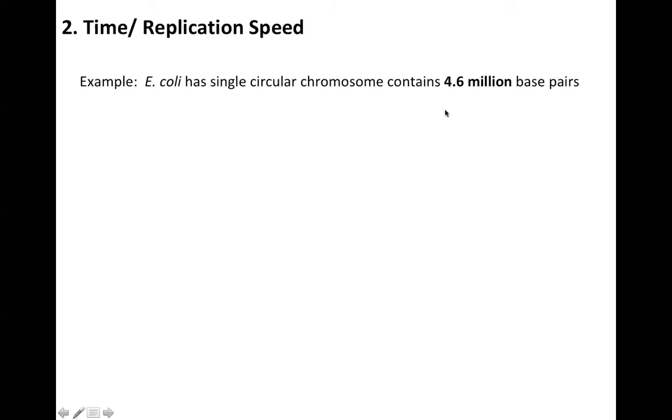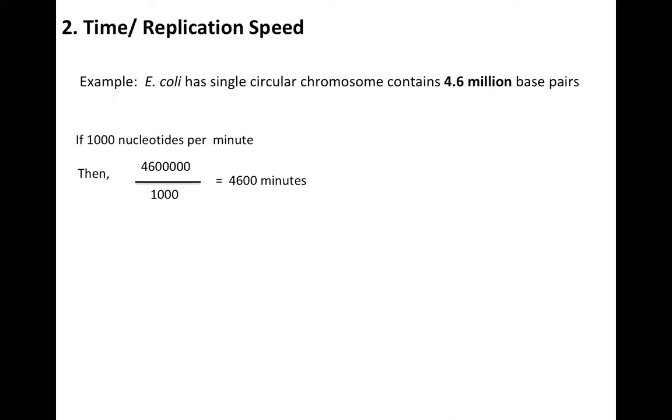The second one is time, or the replication speed. This is also a very amazing fact. An example is E. coli, the Escherichia coli, with a single circular chromosome containing around 4.6 million base pairs. Suppose the DNA polymerase adds 1000 nucleotides per minute. Then it will take 4600 minutes. That means to replicate 4.6 million base pairs, this bacterium takes around 4600 minutes.